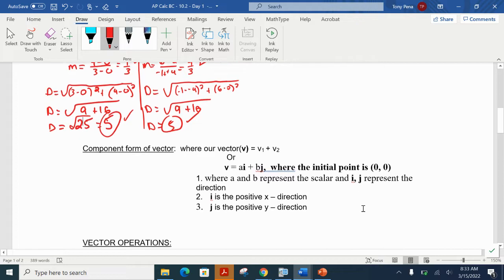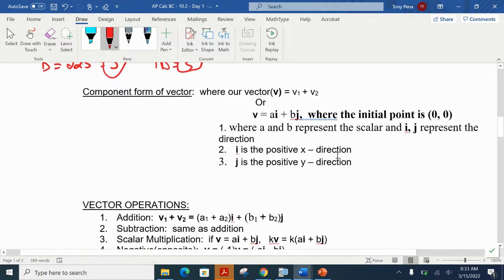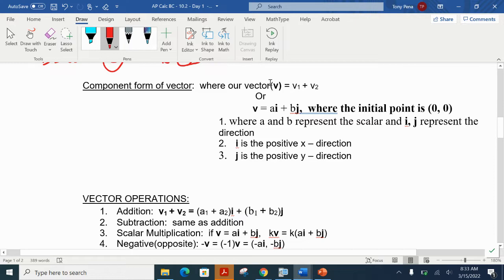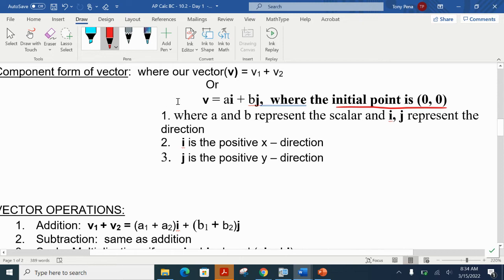All right. Component form, which is what we'll deal with quite a bit. Component form of a vector is where our vector is equal to our first vector plus our second vector. What we're going to deal with quite a bit is the vector is aI plus bJ, and notice how the I is bold and the J is in bold. Component form implies that our initial point is 0, 0. So that's where our vector is going to start. And then we're going to go out to whatever a and b tell us.